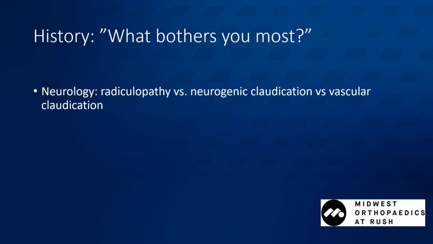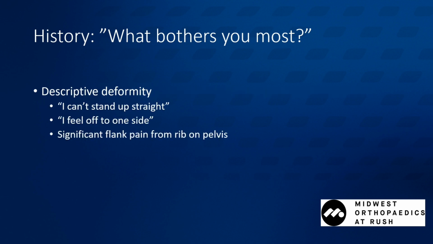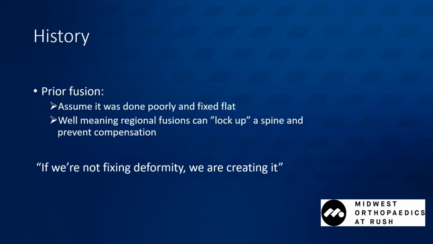And usually that's correctable without some big deformity correction. So I think the focal radiculopathies really take me away from a deformity approach. And then sometimes they'll just tell you, I can't stand up straight, I'm way off to the left, I feel off to one side. Very common for them to get bad flank pain, like that first case, as their rib cage sort of settles onto their ilium in coronal deformity.